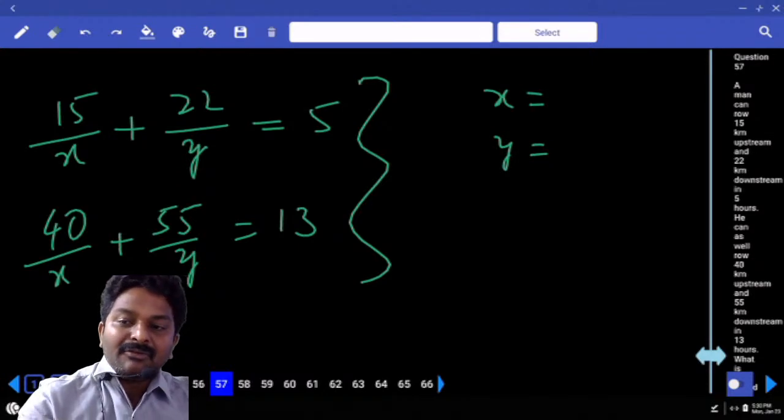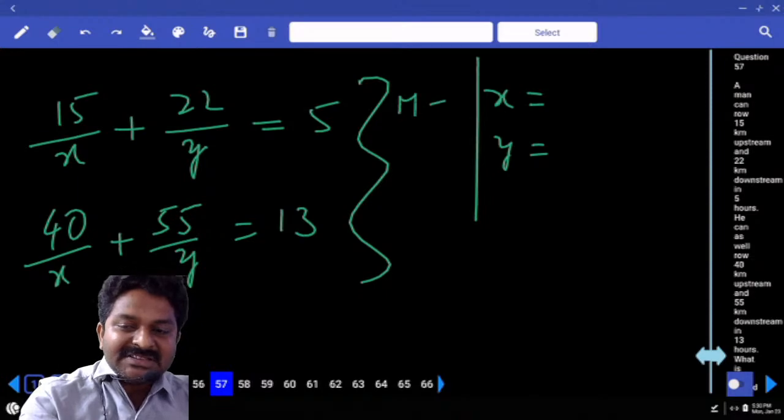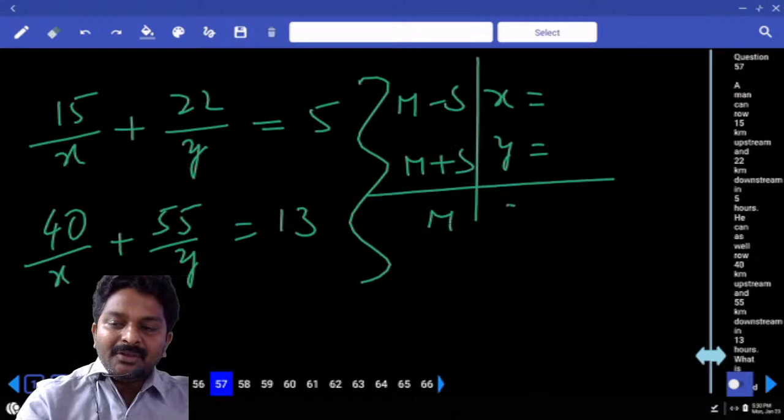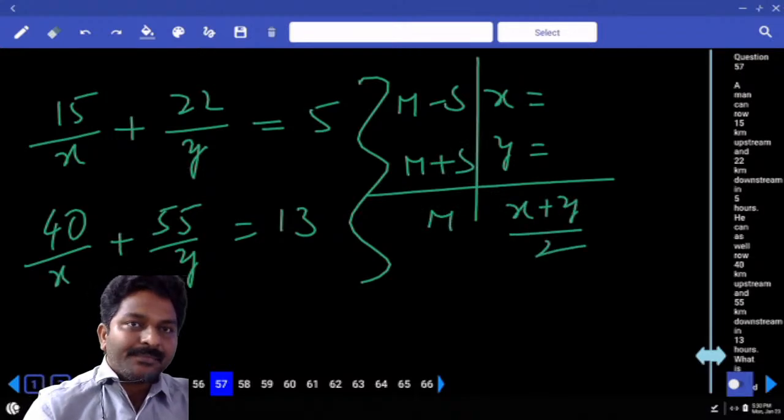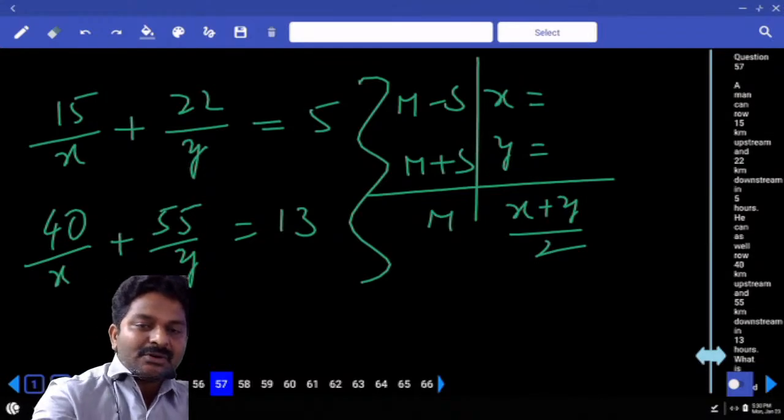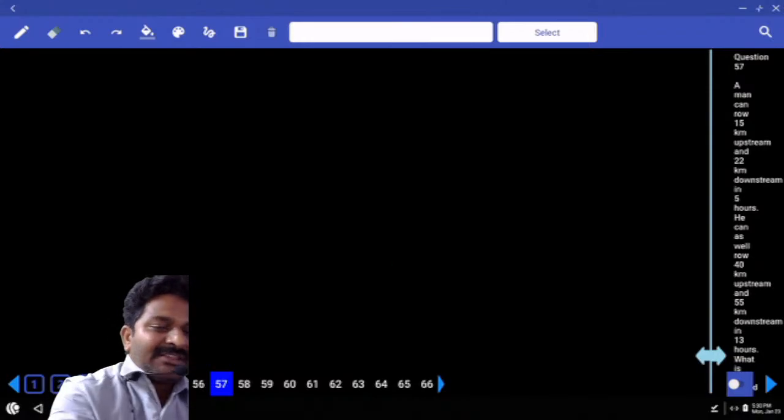Yes. Once after getting these values, you know that this is M minus S and this is M plus S. To calculate M, you can go with (X plus Y) by 2. Got the point? Will it take time or not? Yes. So we can avoid this. Then what is the other way?